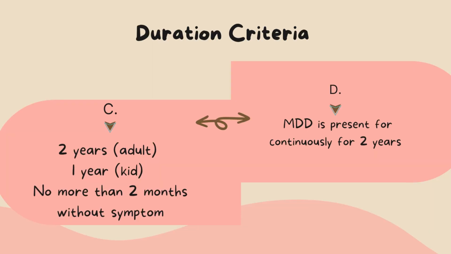So, looking at the duration criteria, criteria C says that an adult probably would have shown symptoms for about 2 years, and a kid would have shown the symptoms for about 1 year. And there is no time for more than 2 months where the symptoms of persistent depressive disorder have not been met. If the person has major depressive disorder, then this has continued for about 2 years.